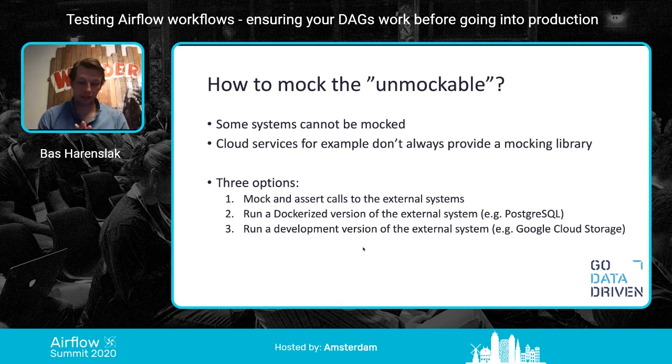So let's say you're writing tests and mocking some stuff out, but sometimes this is not always possible. Let's call it the unmockable. So how do we mock the unmockable? You have a couple of options there, and I will show you the first two of this list: how you can mock and assert calls made to external systems, but also how to run a Dockerized version.